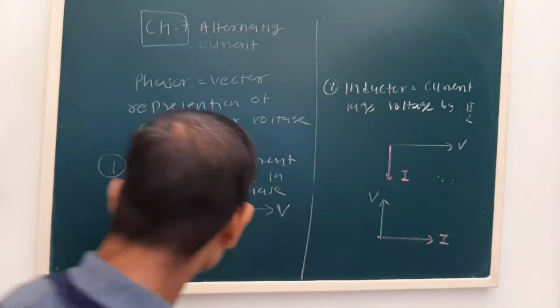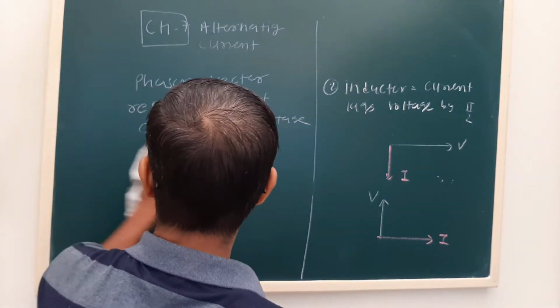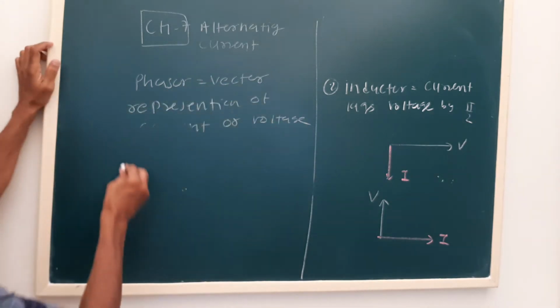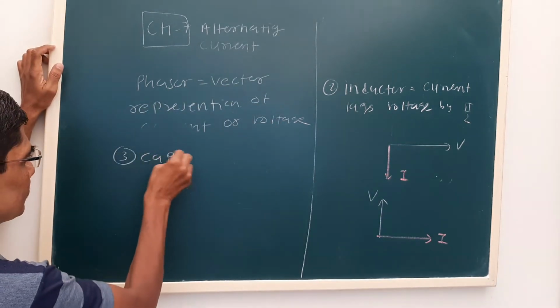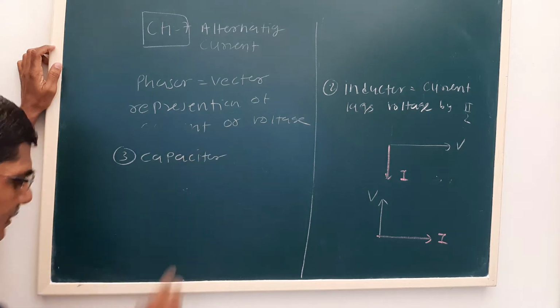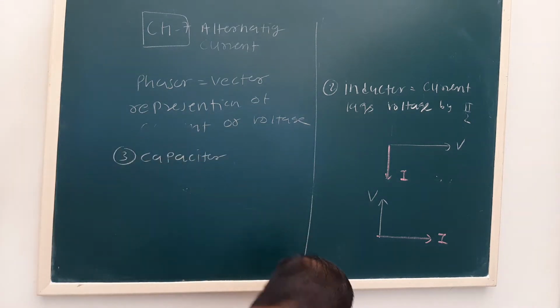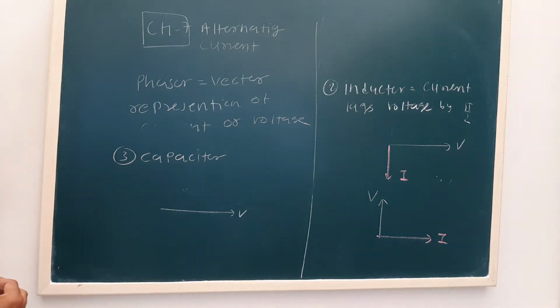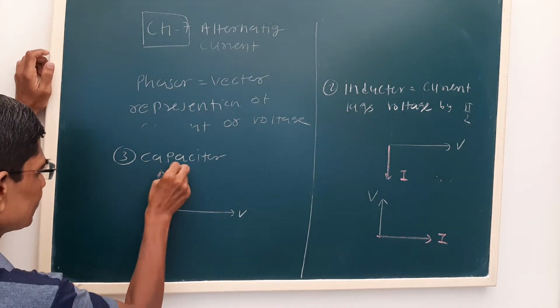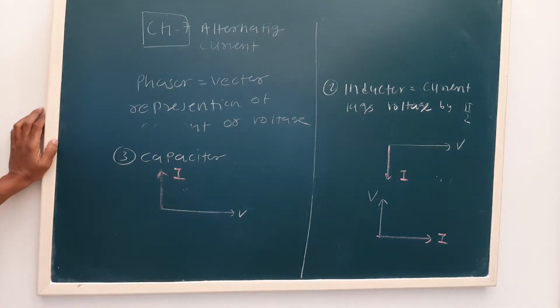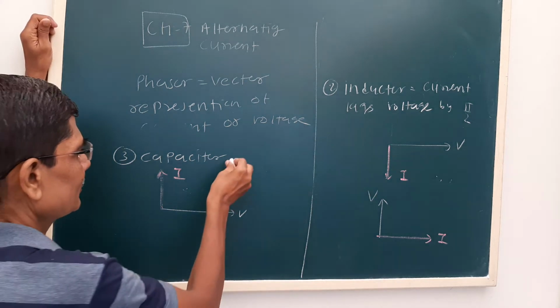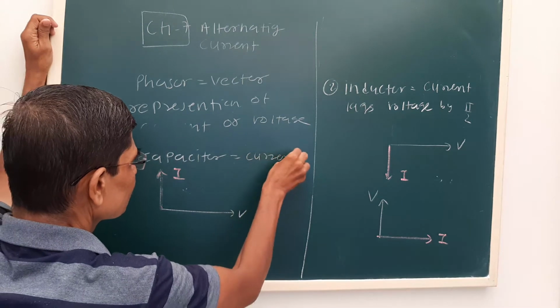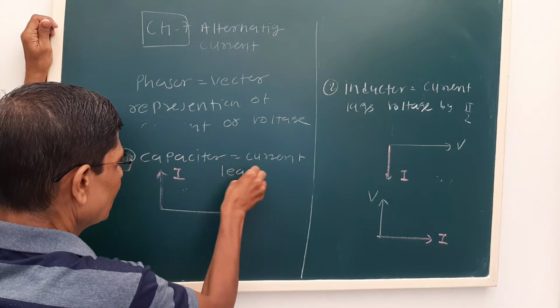Now AC circuit with only capacitor. Current leads voltage by pi by 2. Let us say our voltage phasor is like this. Current phasor will be like this. So in AC circuit with only capacitor, current leads voltage.